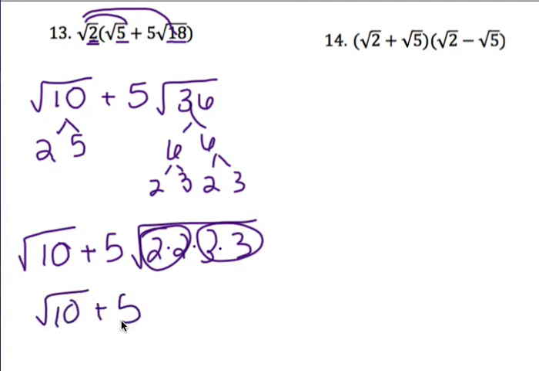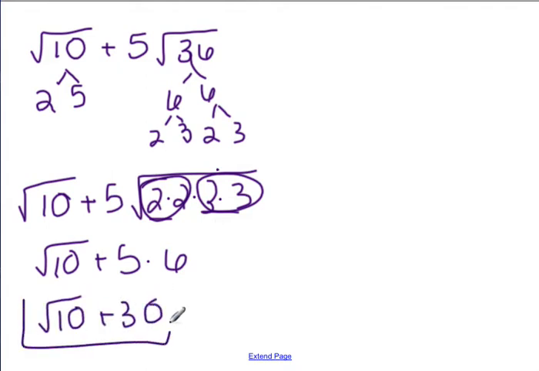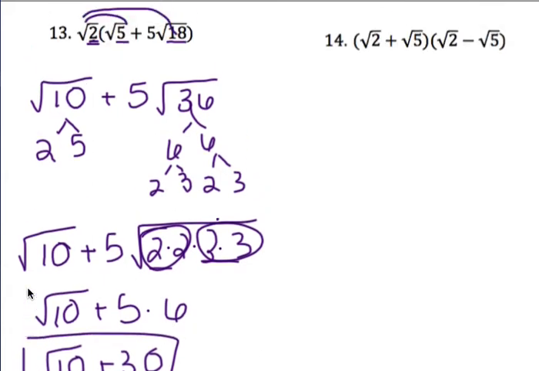So I'm going to have 5, and then 2 times 3 is 6. So we're going to end up having to multiply 5 times 6. So I get square root of 10, and 5 times 6 is 30. So this right here is your final answer, square root of 10 plus 30.